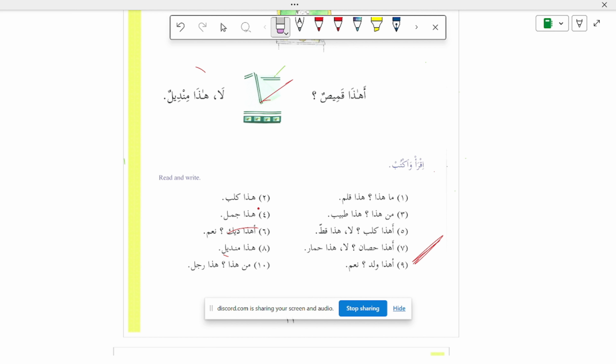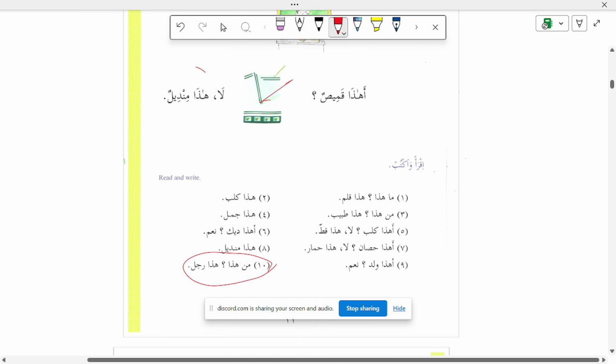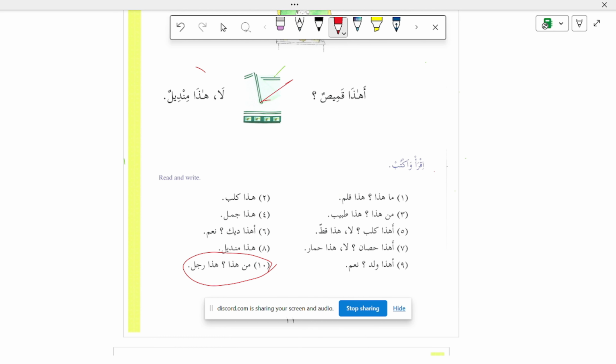Okay, next. هذا ولد. نعم. Okay, translation. Is this a boy? Yes. Excellent, perfect. Mashallah. Next. Number 10. من هذا؟ هذا رجل. Translation. Who is this? It's a man. Okay, excellent, perfect. Mashallah. With the help of Allah, alhamdulillah, we have completed our first lesson of book 1, Madina, and we have also completed its exercise, Tamreen.